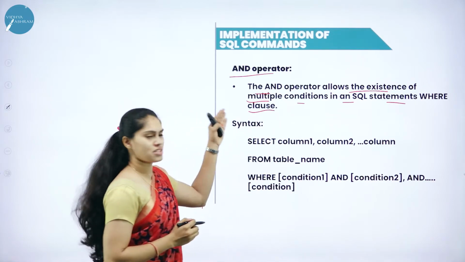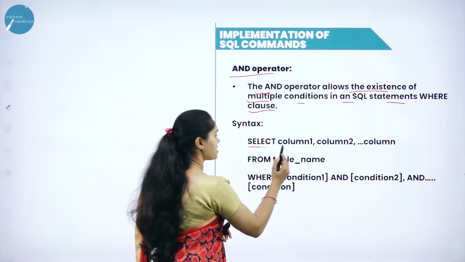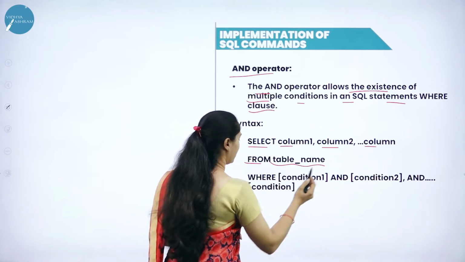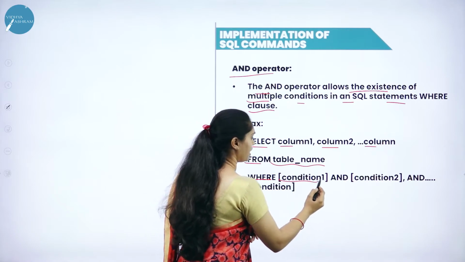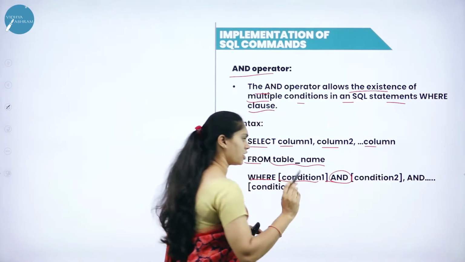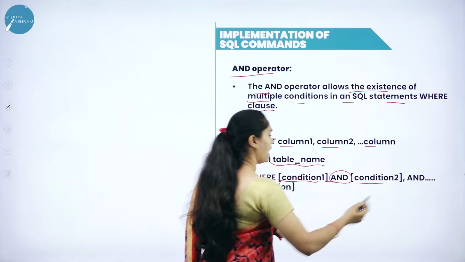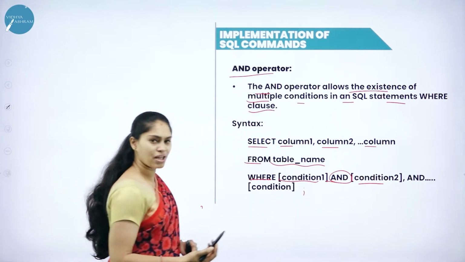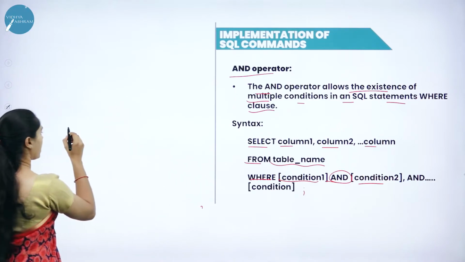Then how are we going to use this AND operator? We'll see now. Select column 1, column 2 up to column n from table name, where we give a condition and then one more condition. I can have any number of conditions. At last, we use a semicolon. So how am I going to do that?